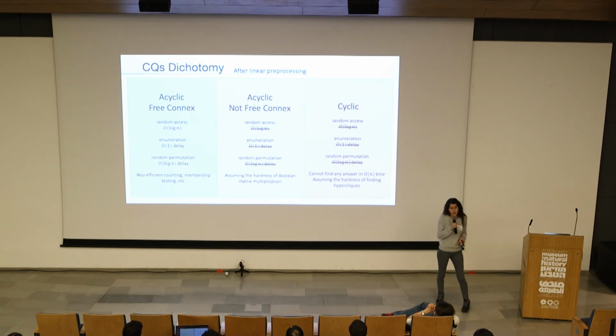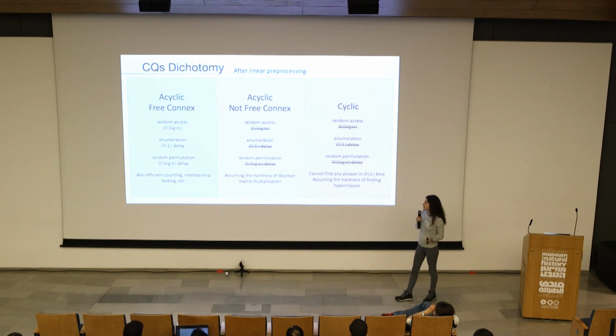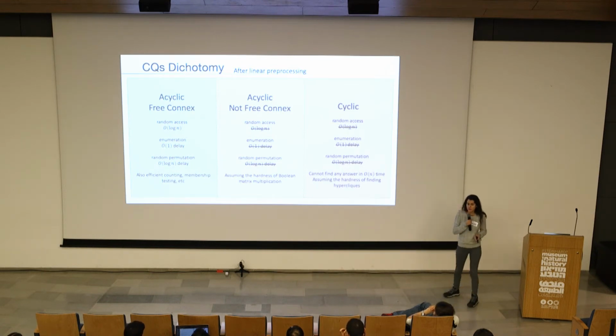And for other queries, we have two types. We have queries that are acyclic and not free-connex, and queries that are not acyclic, so they're cyclic. And we can prove that they're hard, assuming hardness of Boolean matrix multiplication and hardness of finding hyperclique in a graph.